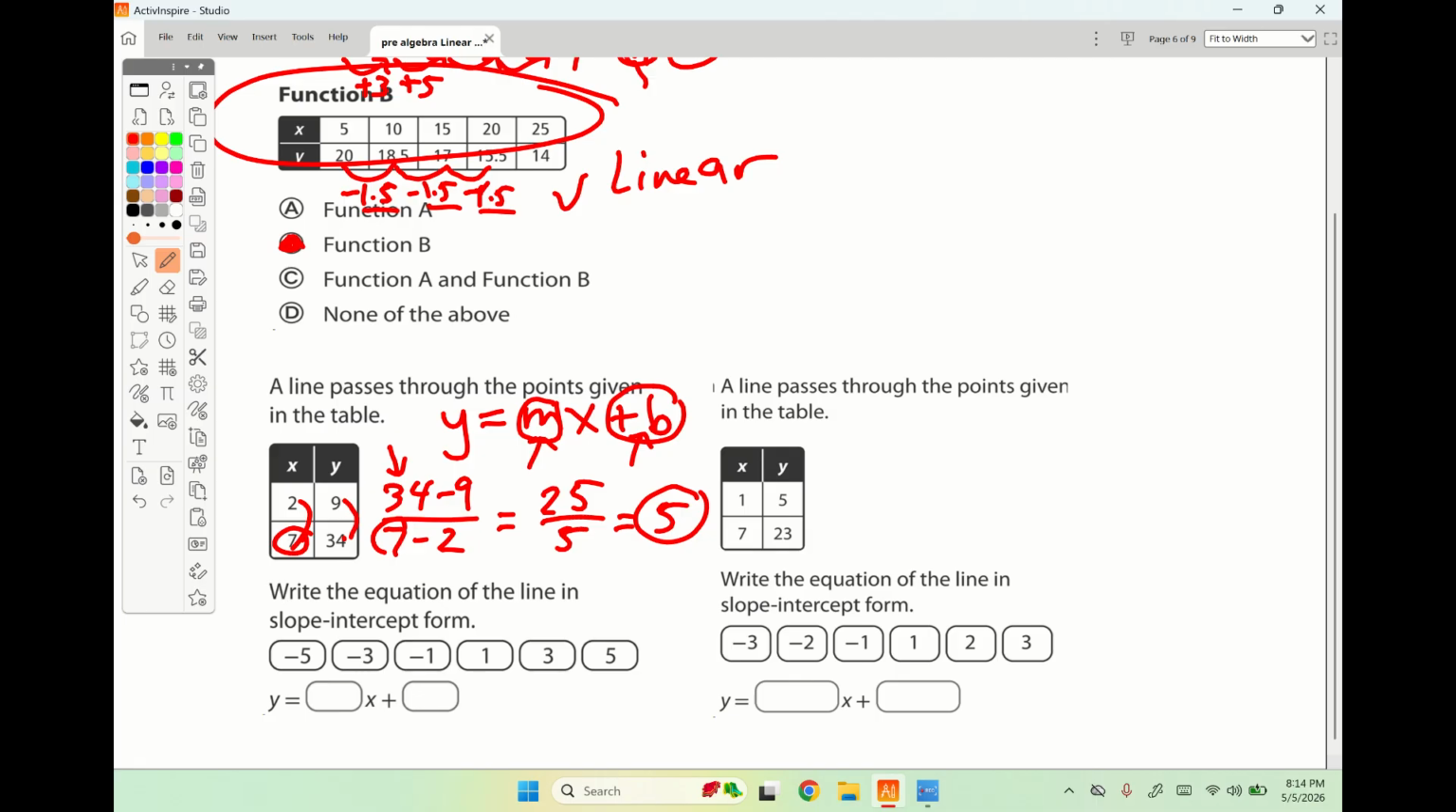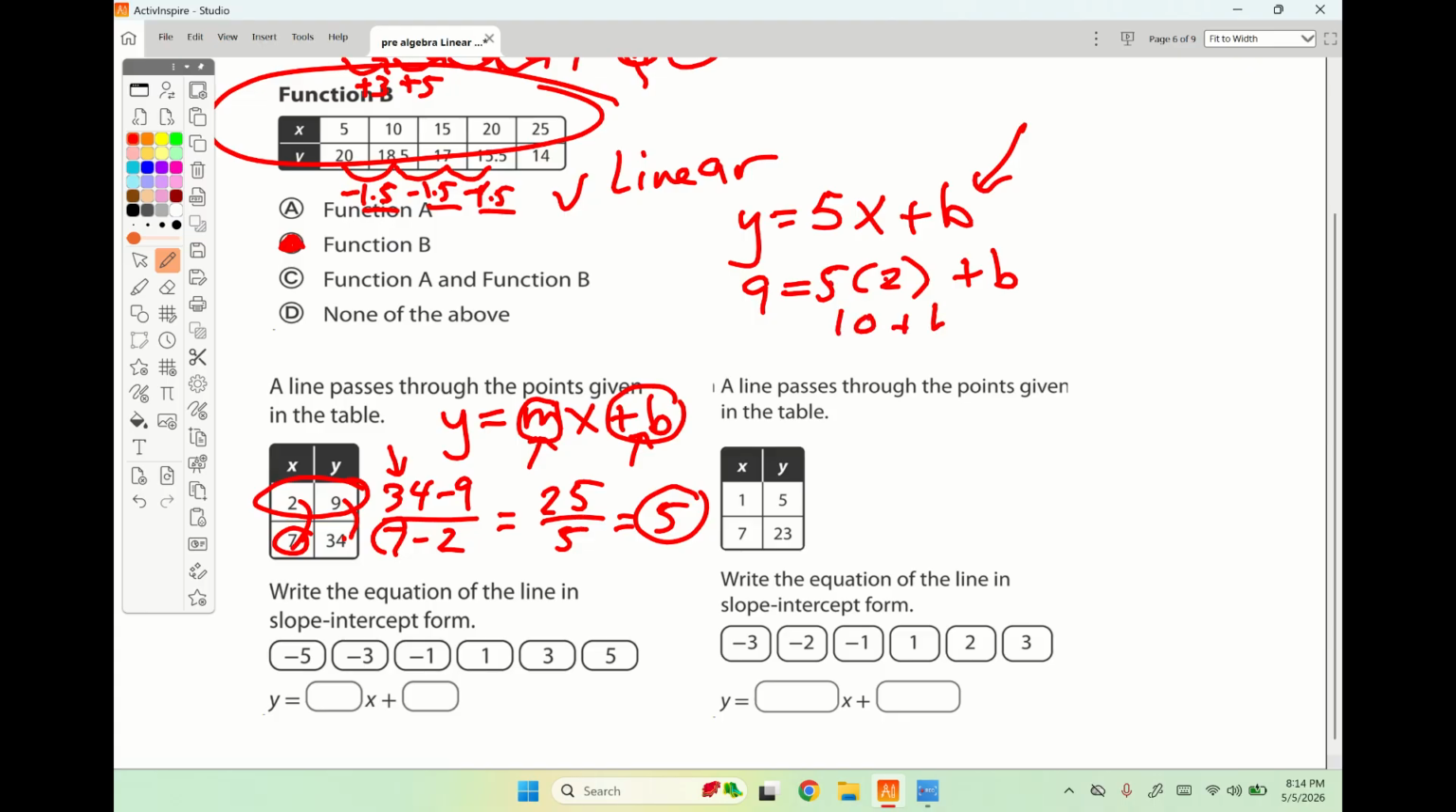So now we have the full equation. The slope was 5, so that has to be the number that touches x, because your slope always touches x, like this. And the y-intercept is the number with no variable on it, that is -1. Alright, now if they give you on the table an x value that's 0, then the number next to it will be your y-intercept. But they didn't give us a 0, so we had to solve for it.